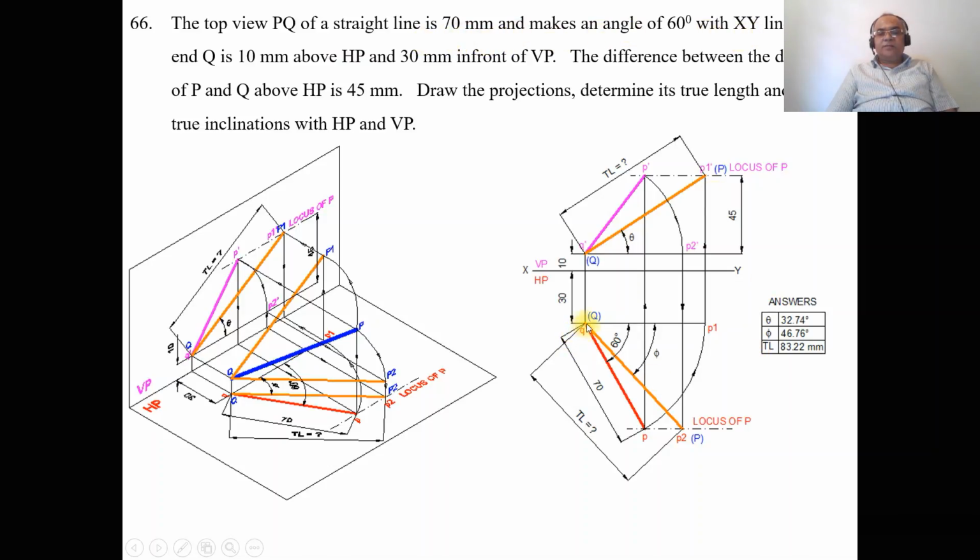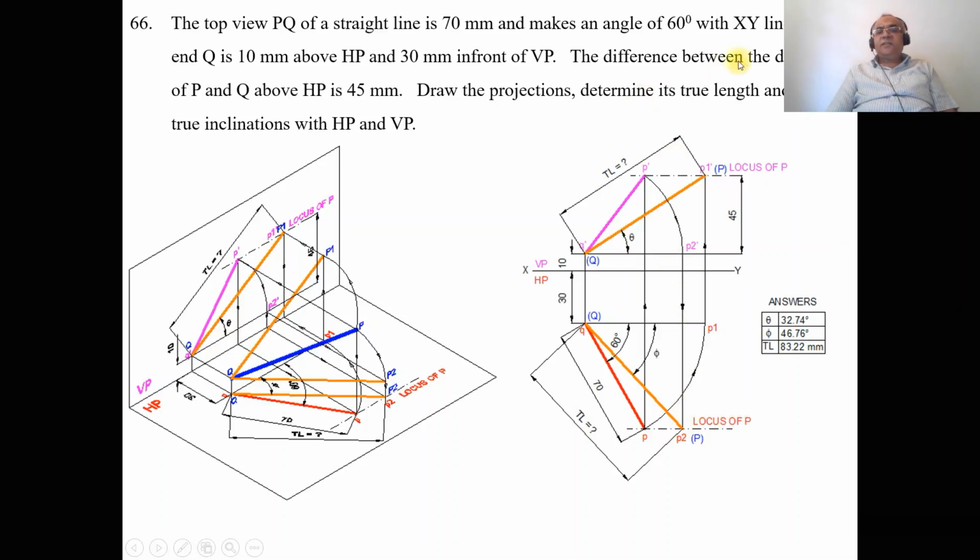So by using the protractor with Q as center, measure an angle of 60 degrees and draw an inclined line which is below the XY line. Then by using the compass with Q as center, taking the radius of 70, cut an arc on this 60 degree line and mark this point as small p, then join Q and P with a dot line. Then draw a horizontal dash-dot line and mark this as the locus of P in the top view.